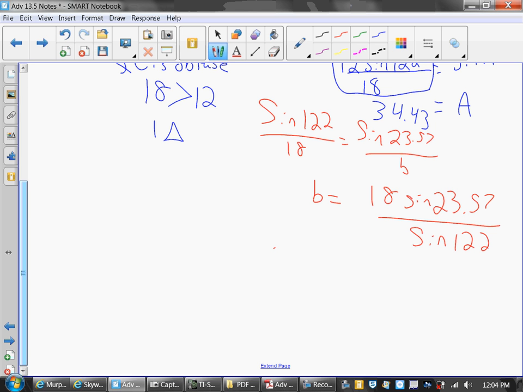Not so scary. The 23 is angle B. Remember we found that from subtracting out from 180? Because we figured out we had 122 and then we found angle A. So we just subtracted them through. That's all.